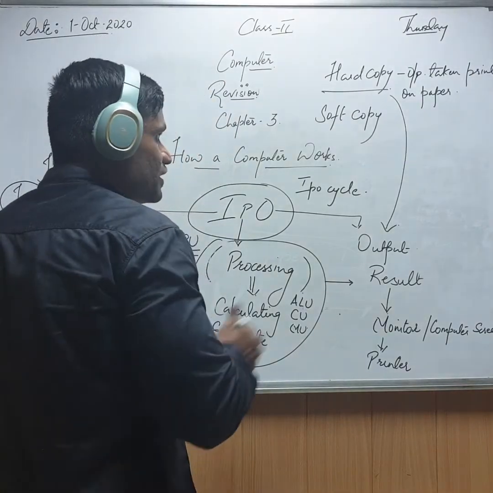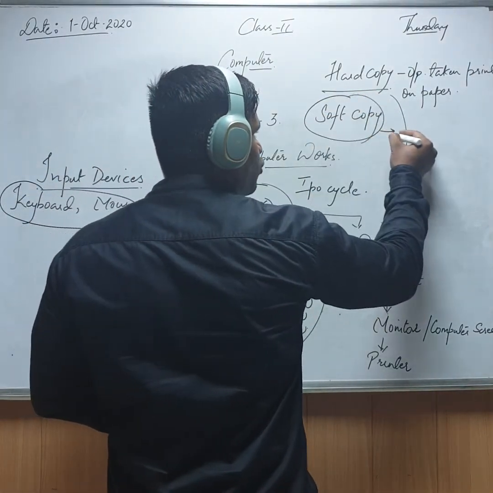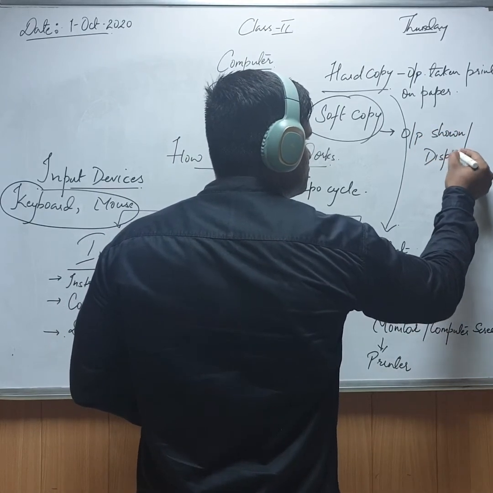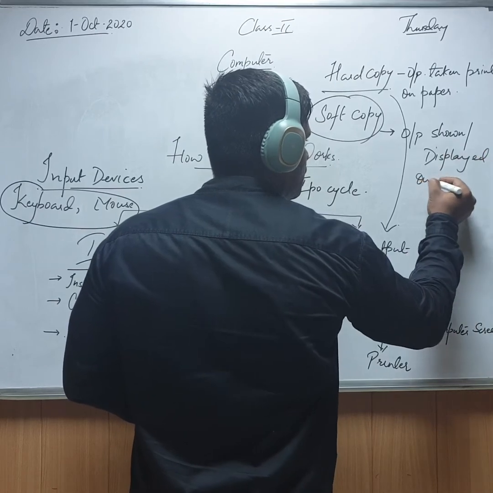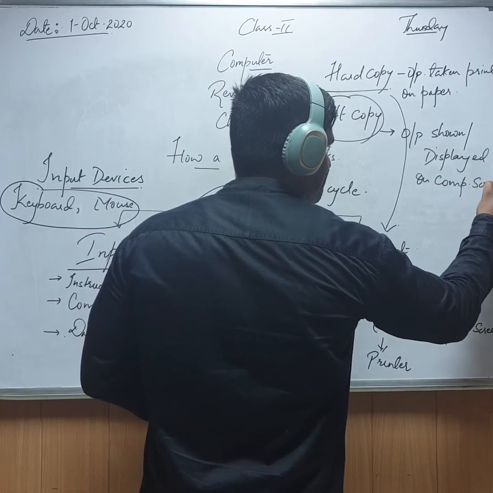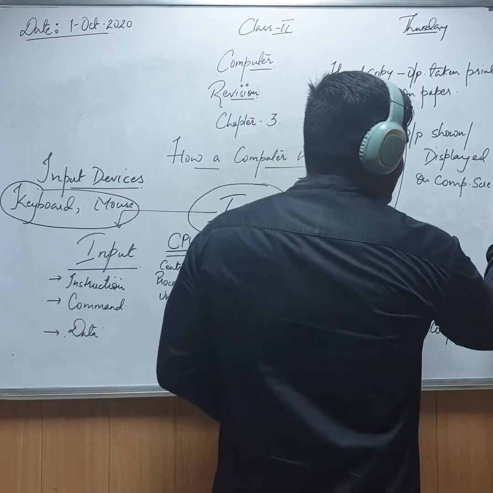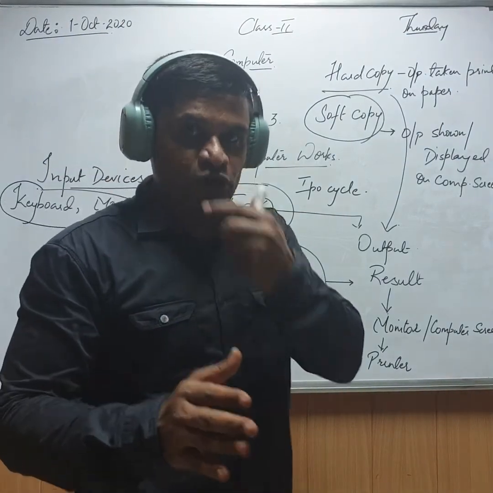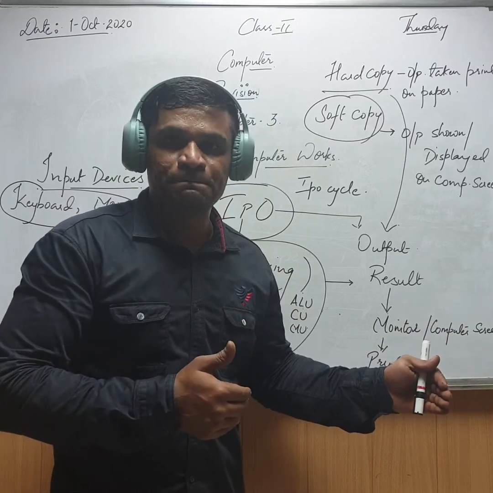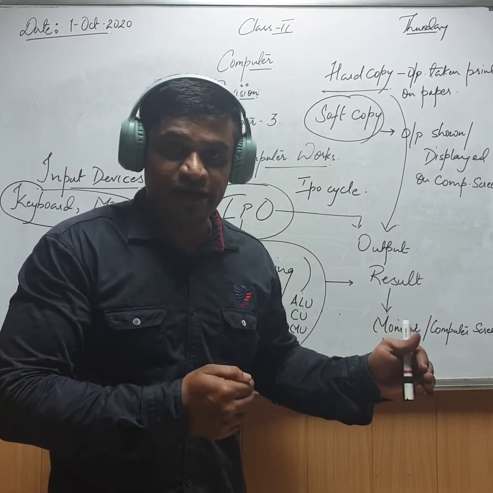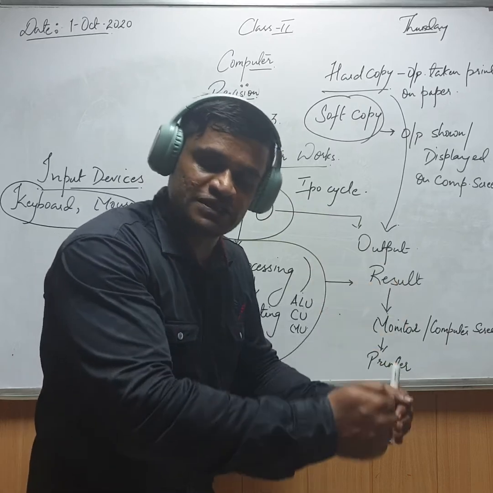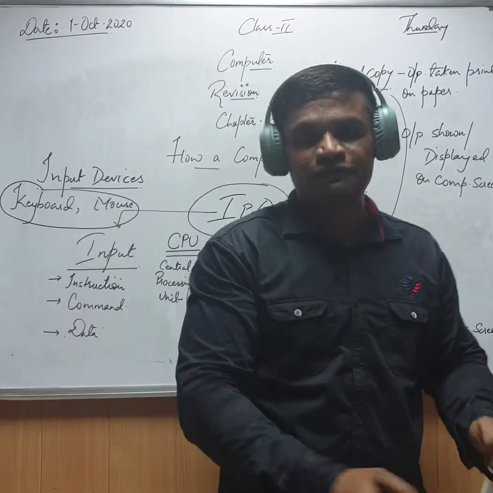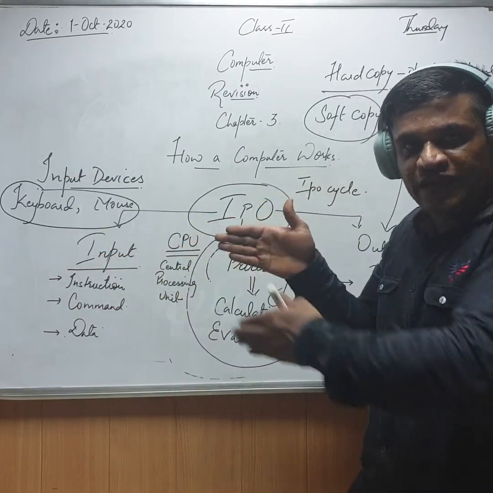Okay, similarly, what is the soft copy? The output shown, or you can say displayed, on the computer screen. The output, the result which you see on the computer screen, means that output is saved in the computer's memory. The content of the output is saved in the computer's memory itself. We have not taken any printout or anything. It is in the computer's memory itself, which we can see on the computer screen.